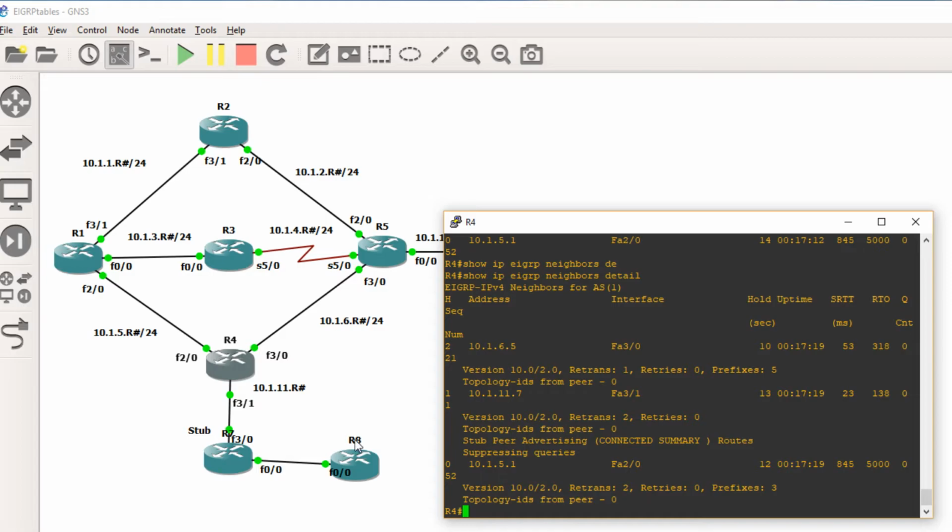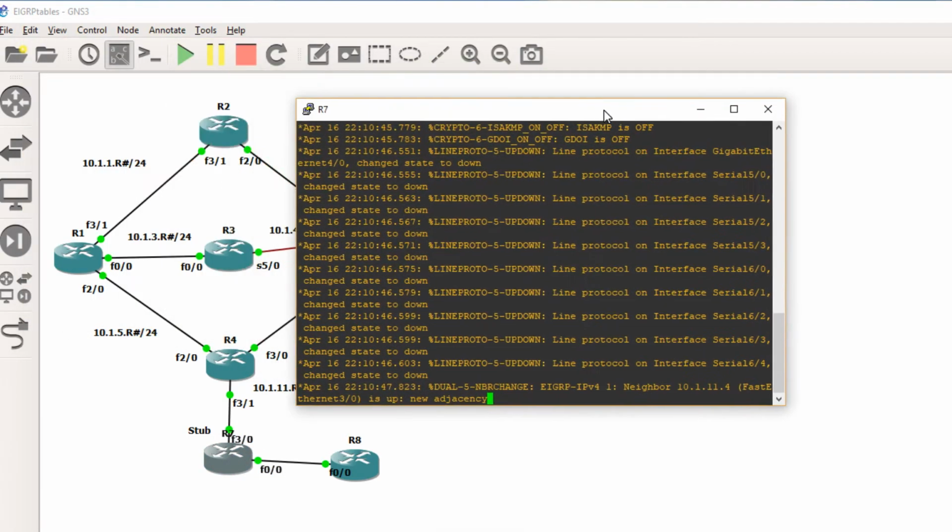That also means that router 4, if it loses a route anywhere in this domain, and it gets a query and it queries out its interfaces, it's not going to query out interface FastEthernet 3/1 to router 7. But although router 7 won't receive the queries, it is allowed to send queries if it loses a route to find it throughout the EIGRP domain.